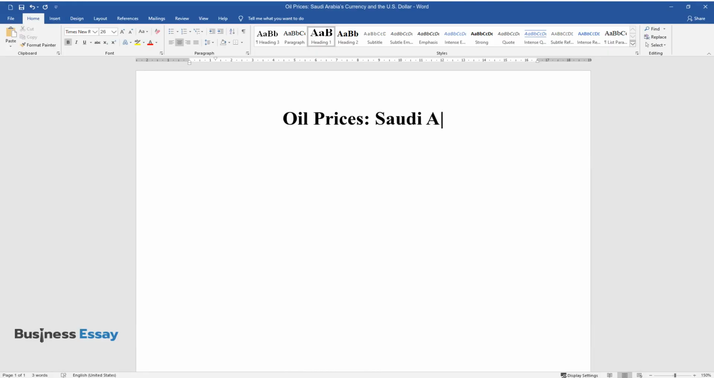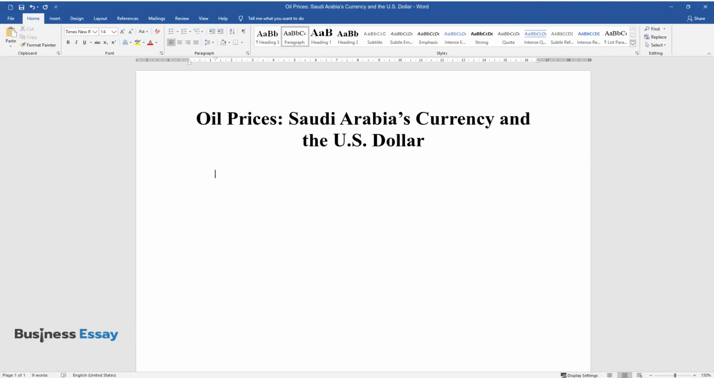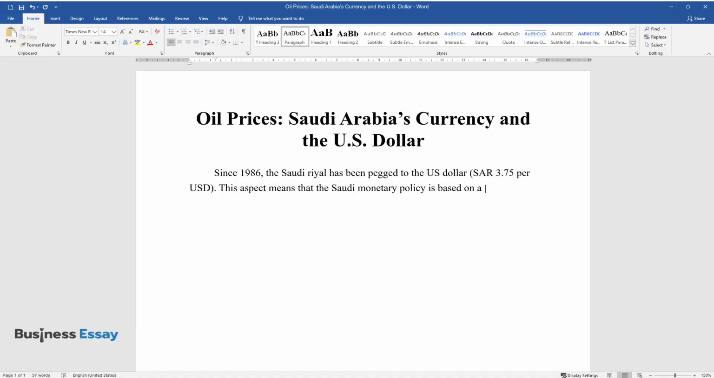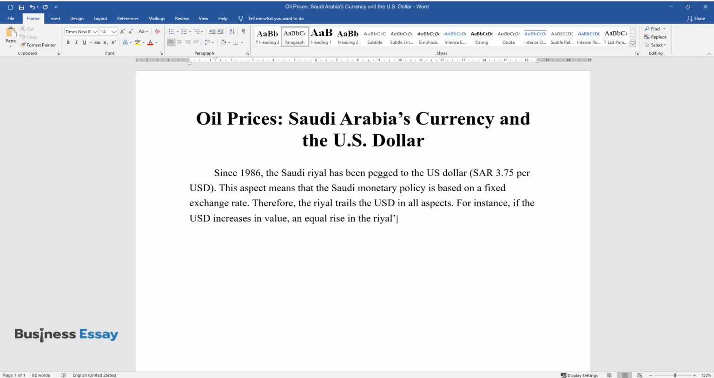Oil prices, Saudi Arabia's currency, and the US dollar. Since 1986, the Saudi riyal has been pegged to the US dollar, at 3.75 Saudi riyals per USD. This means that Saudi monetary policy is based on a fixed exchange rate. Therefore, the riyal trails the USD in all aspects. For instance, if the USD increases in value, an equal rise in the riyal's value is noted, and vice versa.